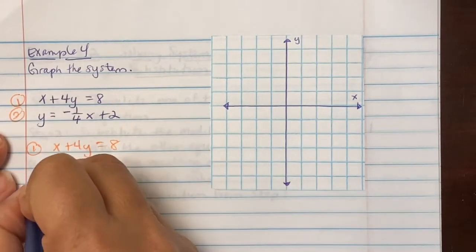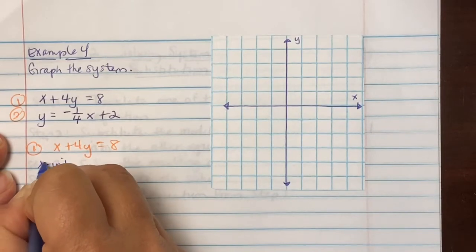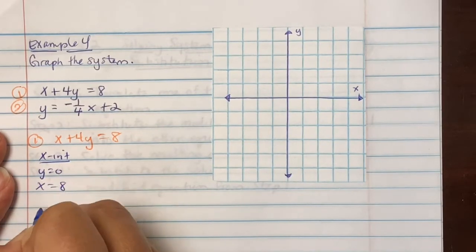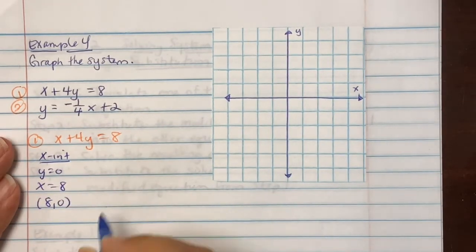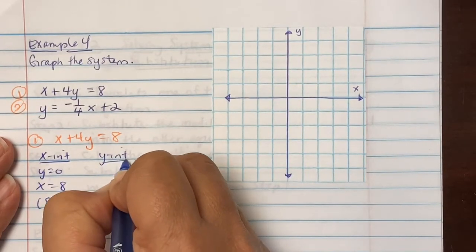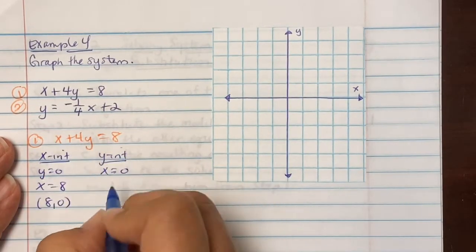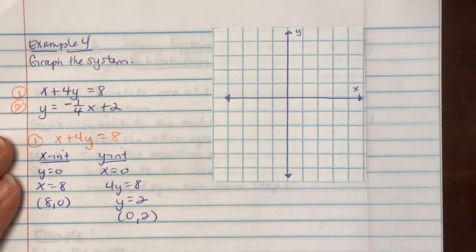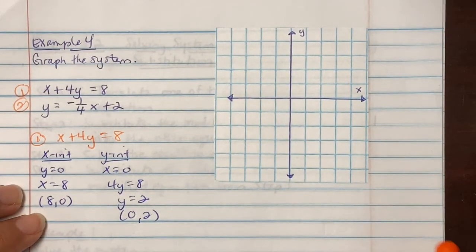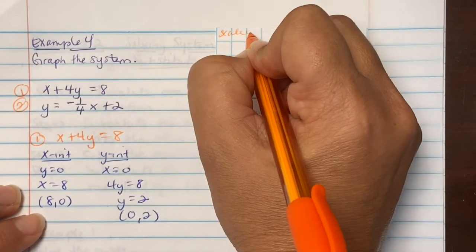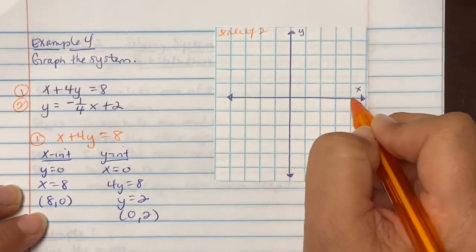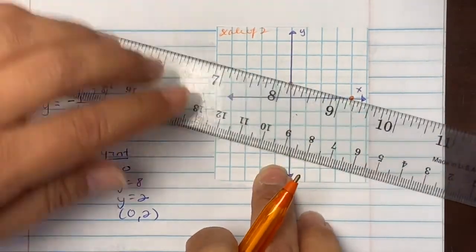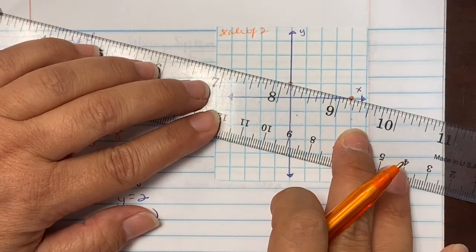Remember, when it's in standard form, you're going to do x and y intercepts. So when it's x-intercept, y is equal to 0. So your equation becomes x equals 8, so you're at 8, 0. The y-intercept, x is equal to 0, so we become 4y equal to 8, so y equals 2, so 0, 2 for our ordered points. Again, we're going to go in increments of 2. The scale is 2. So 2, 4, 6, 8, 0, 2. And you sketch your line.